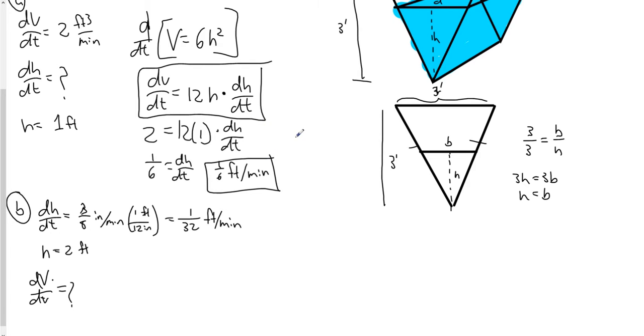Let's use that, okay? dV over dt is equal to 12h times dh over dt. In this case, I know what h is, I have it right there. I know what dh over dt is, I have it right there. I can just plug and chug. I got 1 over 32, and so the change in volume for this one, after I've multiplied all this, is 24 over 32. That reduces down to 3/4, and this is going to be foot cubed per minute.